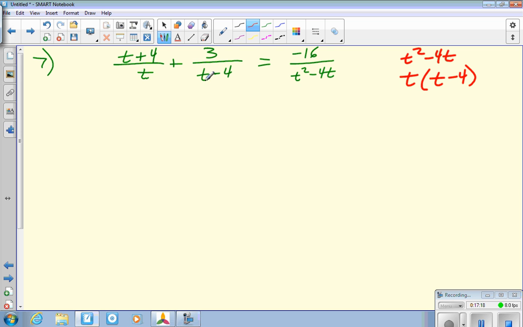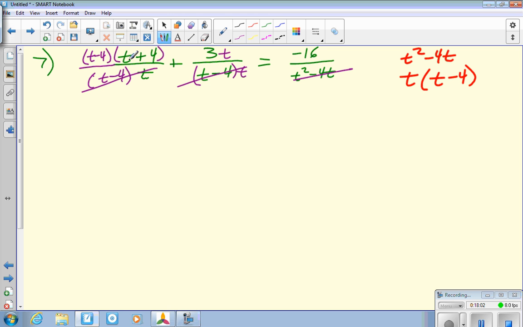Well, those are the same two denominators we see on the left-hand side. So we need to make the left-hand side have the same denominator as this. So because this already has a t, I need to multiply it by the missing part, t minus 4, and multiply the top also by t minus 4. And then this one is missing a t, so I'm going to multiply by t up top and multiply by t in the bottom. So now I have t minus 4 times t minus 4 times t, and that ends up being the same as t squared minus 4t, so I have the same denominator already.